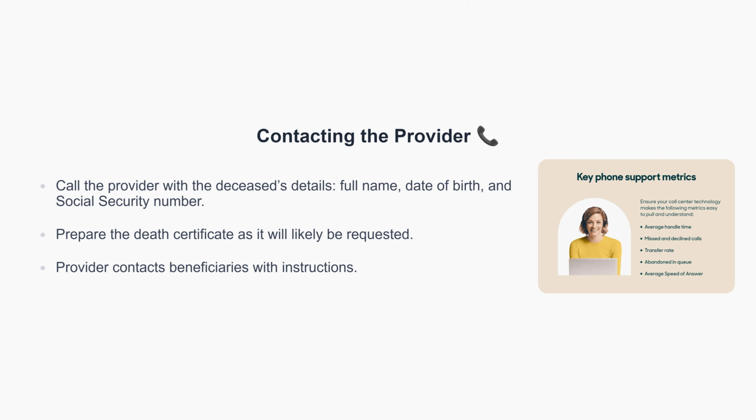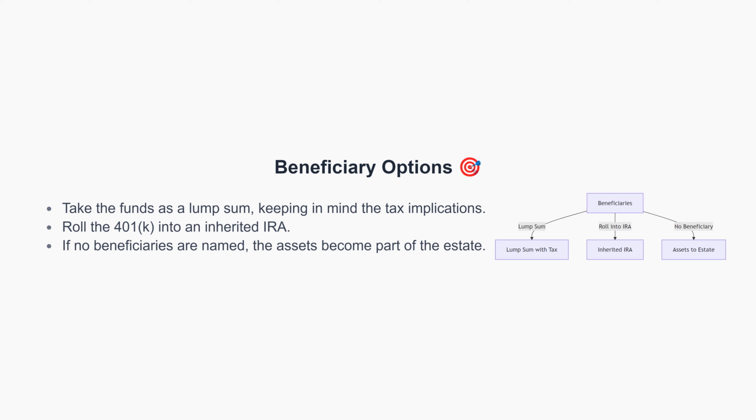You'll need to call their customer service and provide essential details such as the full name, date of birth, and social security number of the deceased. Have the death certificate ready, as it's likely they'll request it. Upon receiving these details, the provider will reach out to the beneficiaries, supplying them with the necessary instructions to proceed.